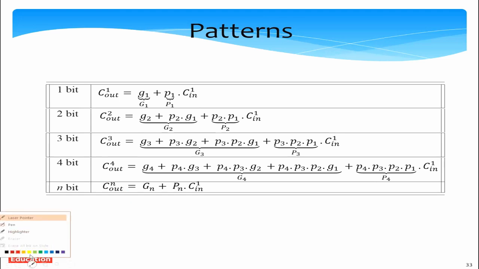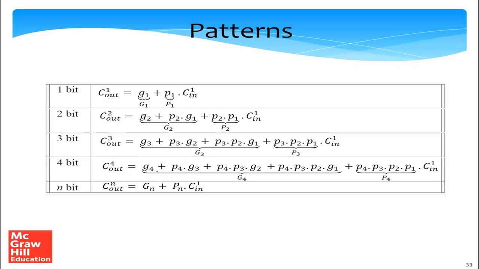Coming to the pattern here, for a single bit block, Cout is G1 or P1 and the carry input, which are simple functions. For a 2-bit block, we can see the generate function is slightly more complicated. The logic has been explained. And the propagate function is P1 and P2, which means both the bit pairs need to propagate. So we just keep going on and on.